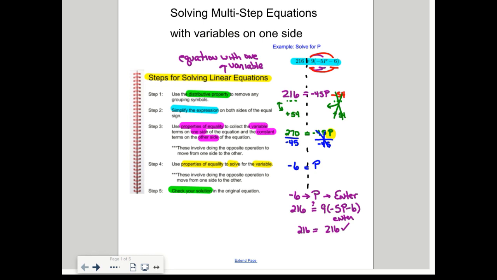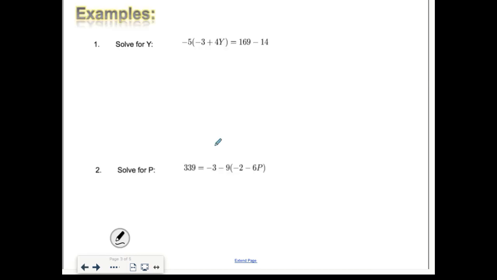Okay, I know that was a little bit more detailed there, but the rest of the ones I do aren't going to be as detailed, but that shows you all the different steps that we're supposed to do. So let's do some examples. I'm going to draw my line down here just to have it.